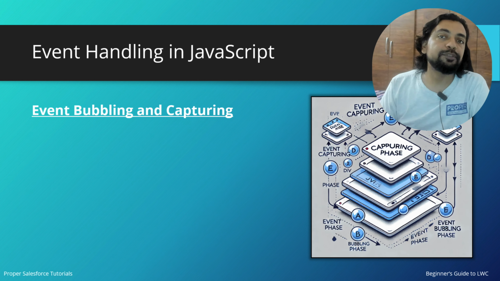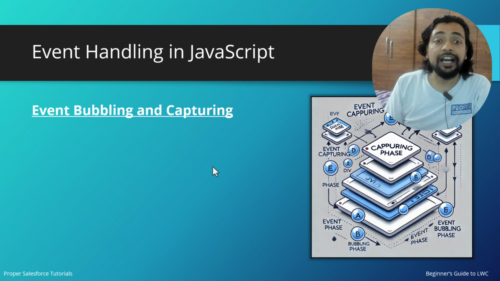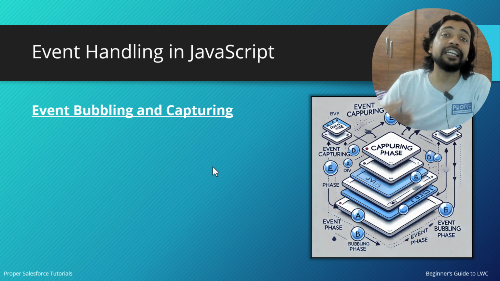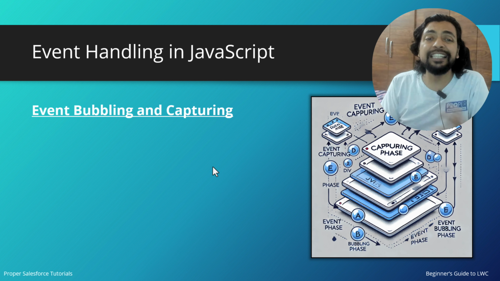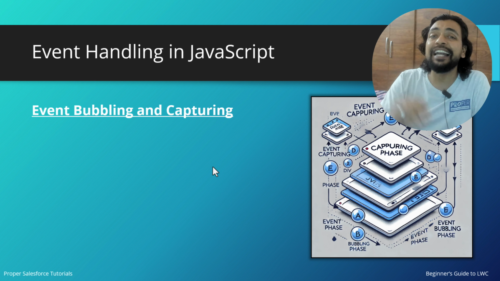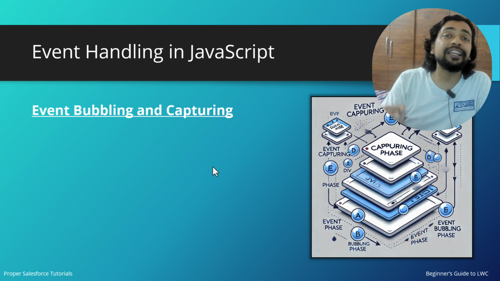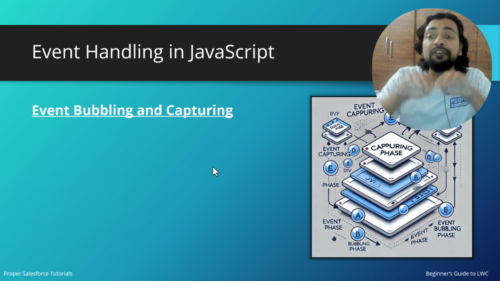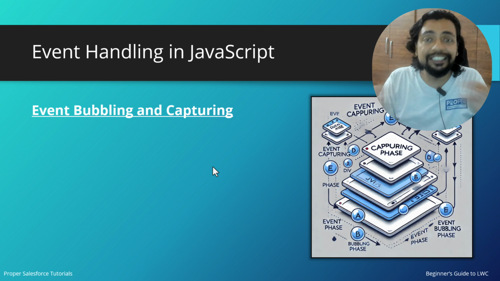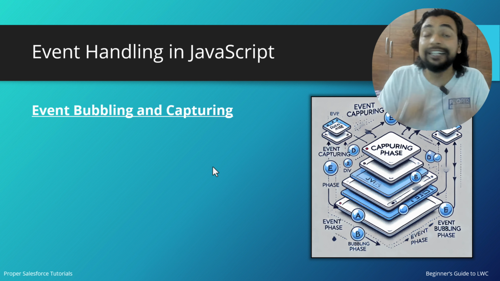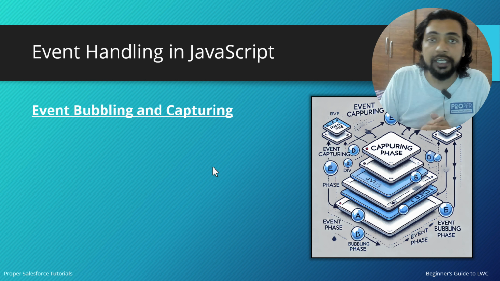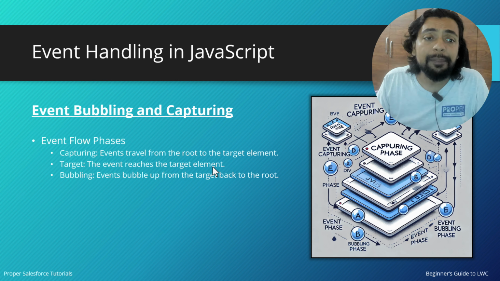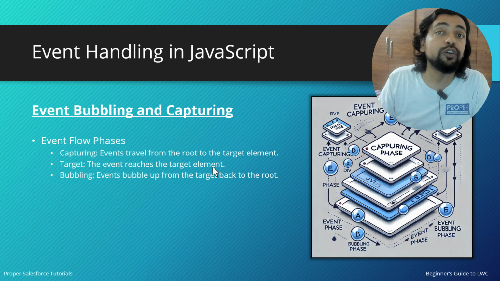Event bubbling and capturing. Now event bubbling and capturing are actually the ways in which we can add event listeners. Basically they both seem to be the same, but they are different. Have you ever tried throwing a small pebble in a pond? What happens? Small waves start coming out over there, right? Small wave formation. There are two types of formation over there. Now let me tell you about that. But before that, let me tell you about event flow phases.